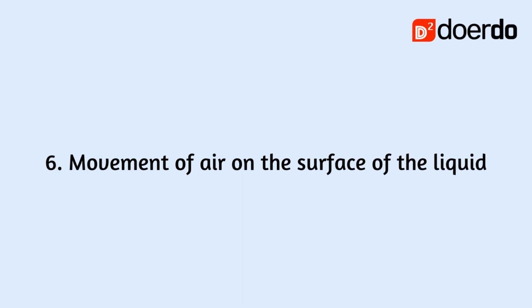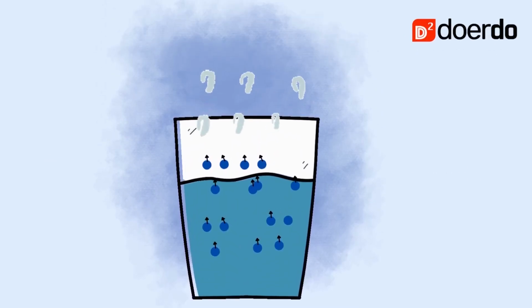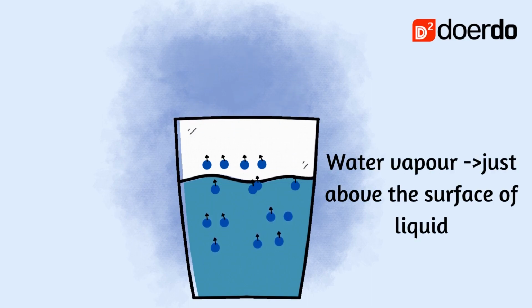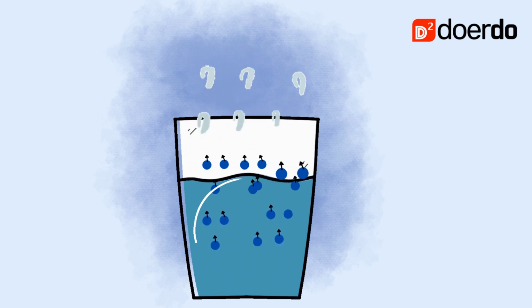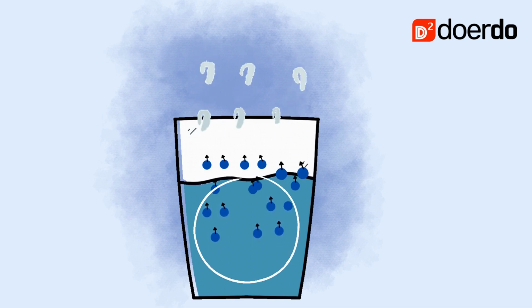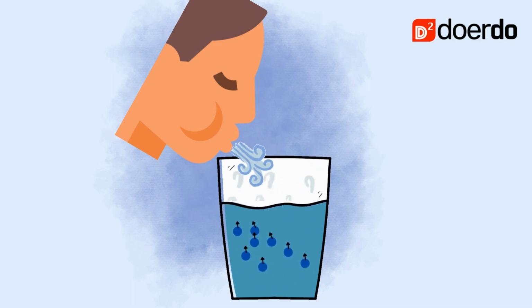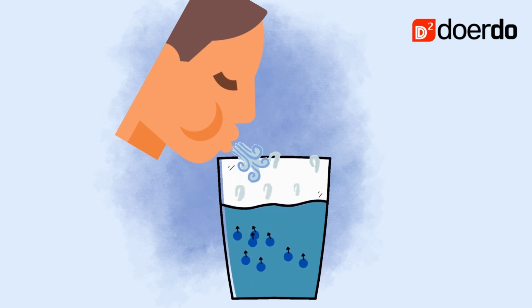The last point is the movement of air on the surface of the liquid. Whenever evaporation takes place, the water vapor usually remains just above the surface of the liquid. This water vapor blocks the movement of other molecules in the liquid, and thus reduces the rate of evaporation. However, blowing wind on the surface of the water helps get rid of that water vapor on the surface, allowing a faster rate of evaporation. One of the good examples for this is how we blow air on hot tea to cool it faster.